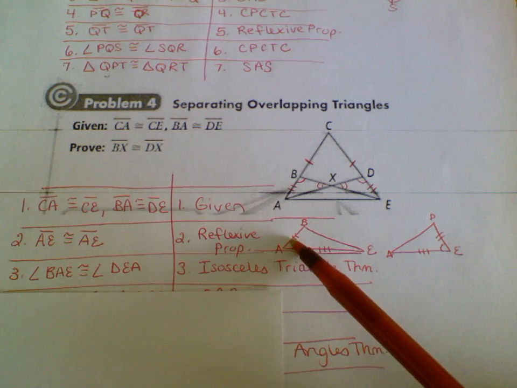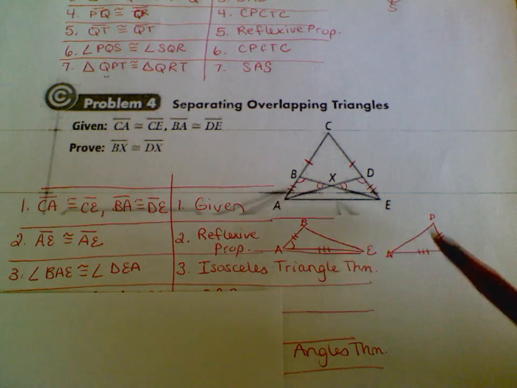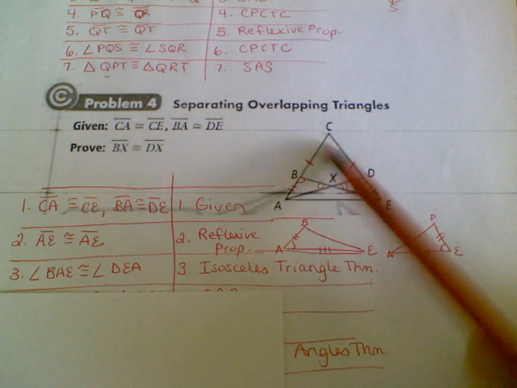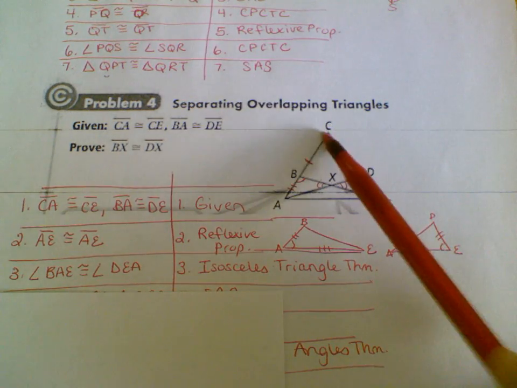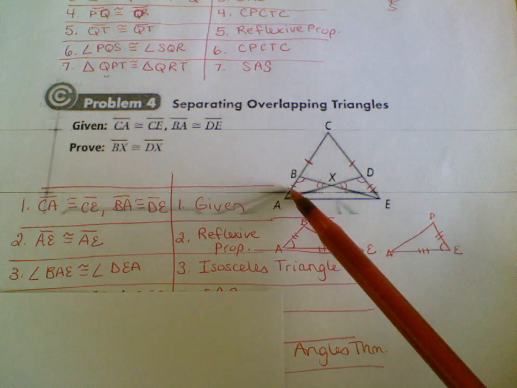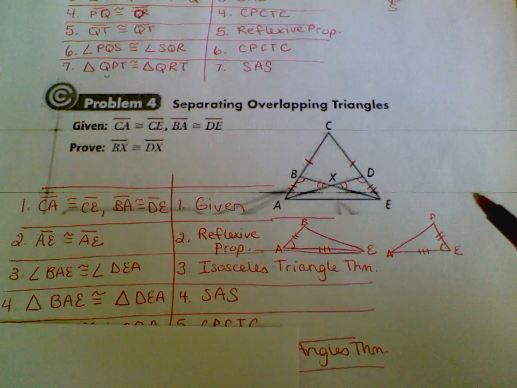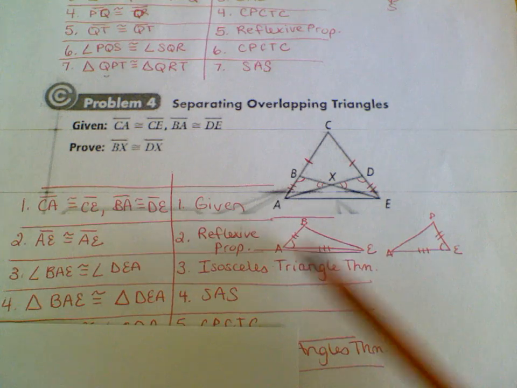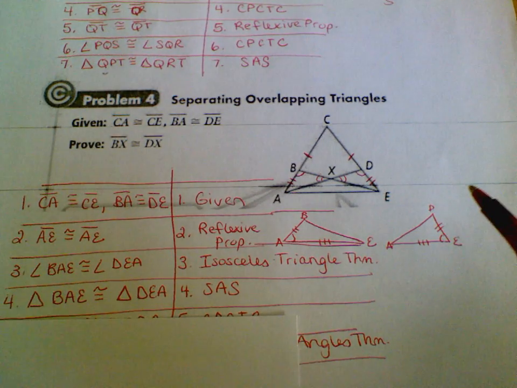Then I also said that BAE has to be congruent to DEA because those are the base angles of the big triangle. Since they gave me that CA is congruent to CE, that's isosceles, so that's how I knew those base angles are congruent. And so then, after I wrote that, then I could say, oh yeah, side angle side, those small triangles are now congruent to each other.